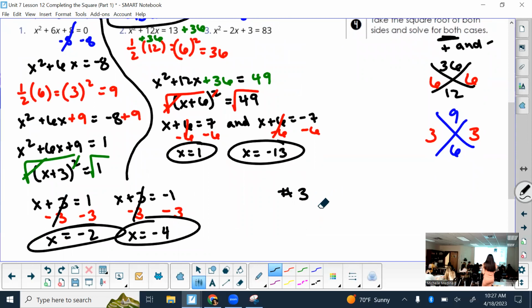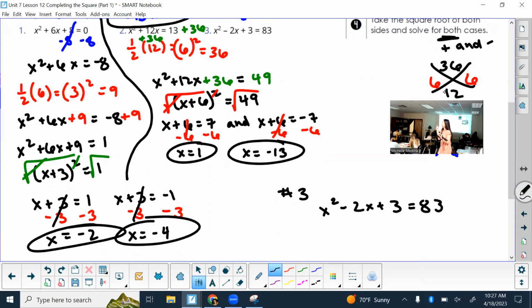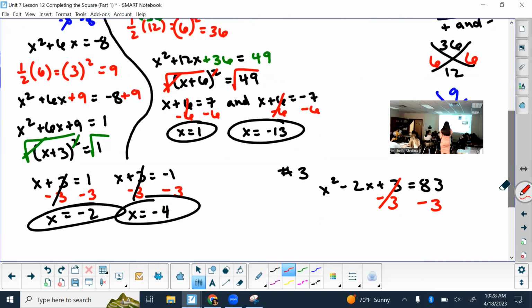But number 3 was x squared minus 2x plus 3 equals 83. So first step, we need to rewrite it. Is it in the form it wants? How can I make it into the form it wants? Good. So regardless, you need to have the x terms alone, like, you need to have the constant on just one side, so even if there's one on the other side already, that's fine, just do what you need to do to make it cancel. What's 83 minus 3?